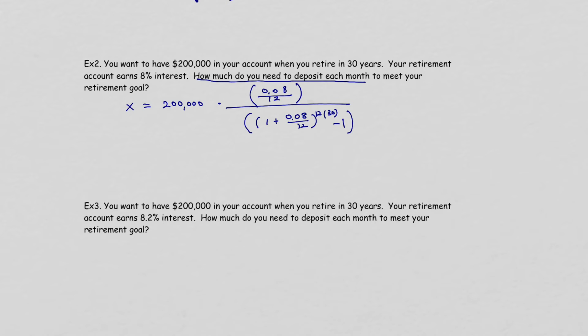And if you wanted to put all this into the calculator, you should end up getting close to 134.20. So deposit 134.20 each month in order to get 200,000 after 30 years with 8% interest, right?